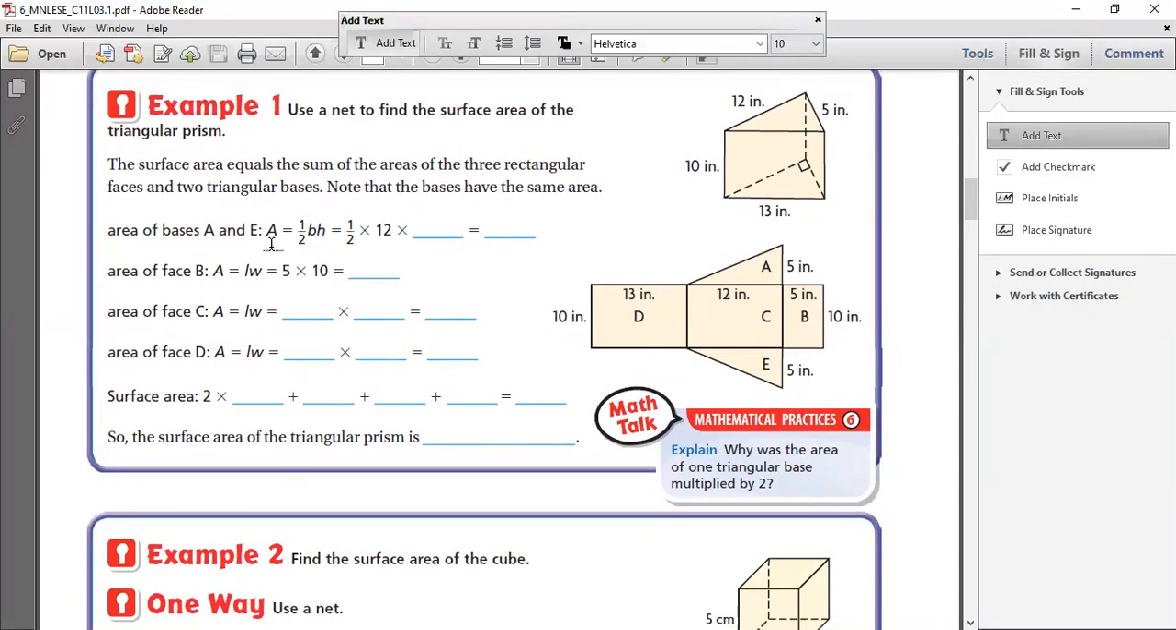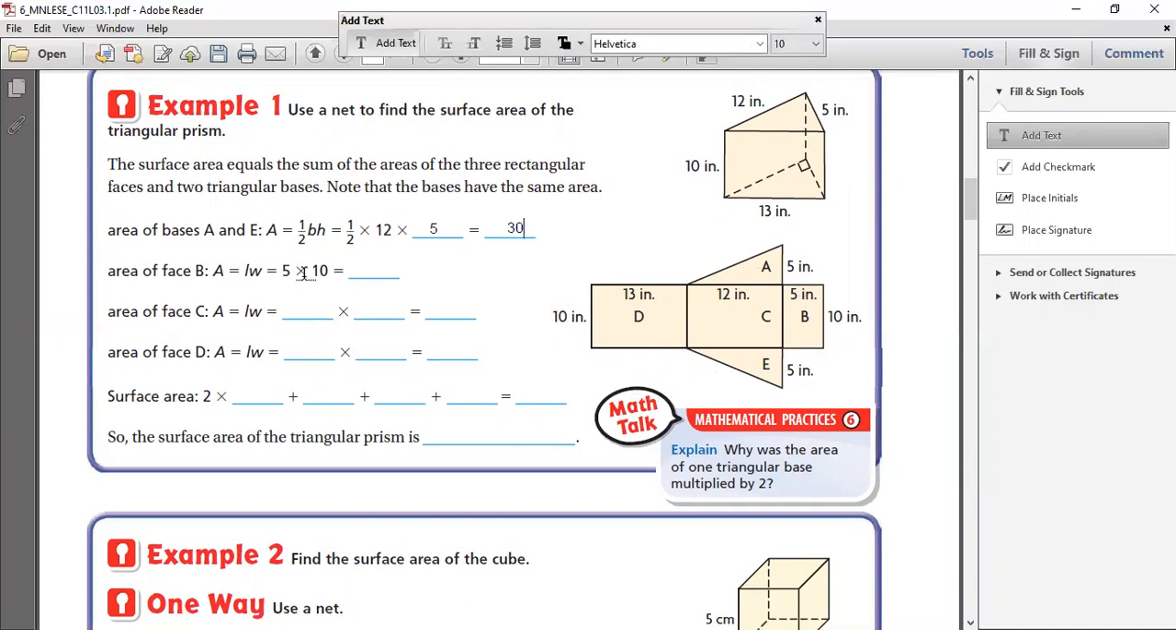Area of bases A and E. So they want you to find the area of A and E, which both of them are triangles. For finding the triangles, we need the base as well as the height. So the base is 5, this down part, and the height is 12. So that's going to be half multiplied by 12 multiplied by 5, which is going to give you 30. So the area of one is going to be 30.